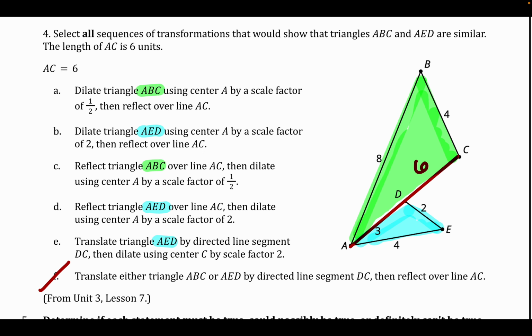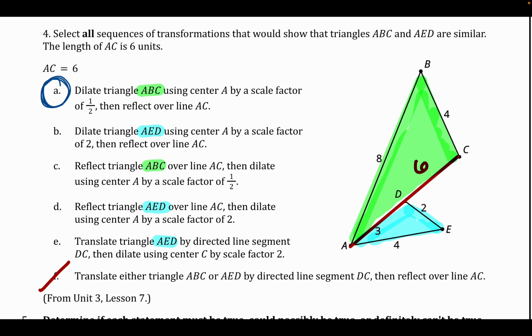So let's read. Dilate triangle ABC using center A. Okay, center A right here by a scale factor of 1/2. Okay, that'll shrink it down. It'll get closer. That's good. Then reflect over line AC. So they said reflect over this line here. Yep, that will work. I'm going to say that one works.